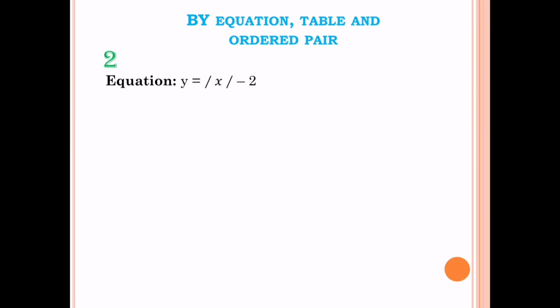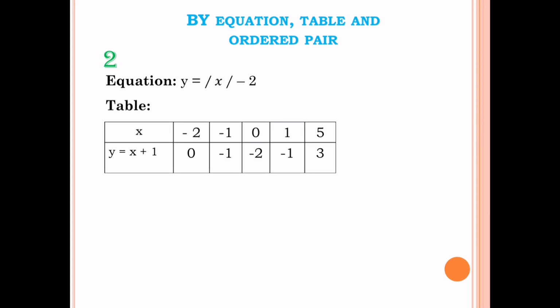So we have y equals the absolute value of x minus 2. Okay, let us do the same process. So we're going to have it by table. Now, again, x can be assigned, so it's better to have negative, 0, and positive values. In order to get the y, we need to substitute -2 into this equation.